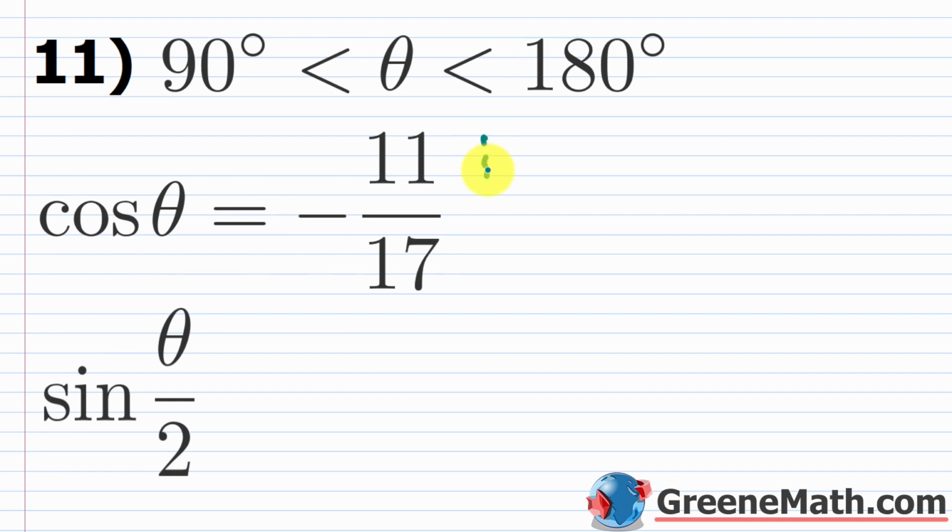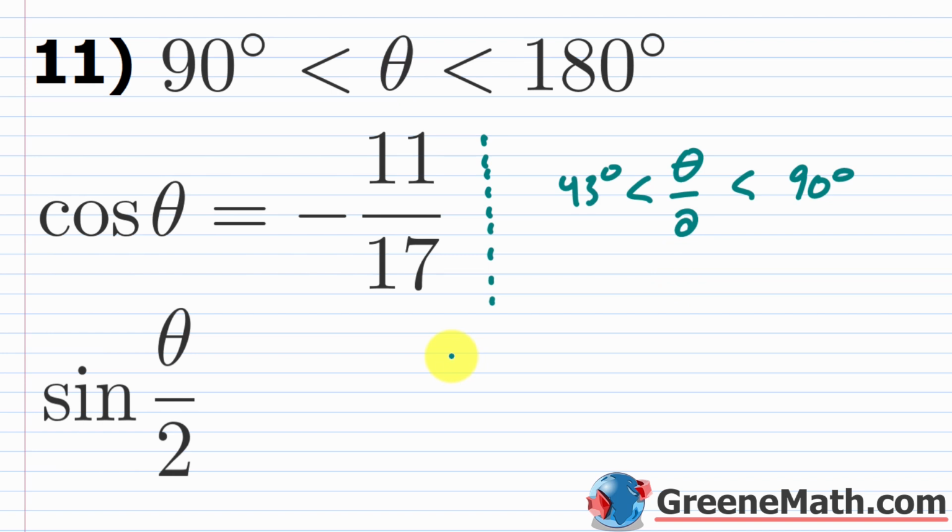But in terms of theta over 2, we're trying to find the sine of theta over 2. So that would be where? So theta over 2 is greater than 90 degrees divided by 2, which is 45 degrees, and it's less than 180 degrees divided by 2, which would be 90 degrees. So theta over 2 is in quadrant 1, whereas theta is in quadrant 2. So keep that in mind.